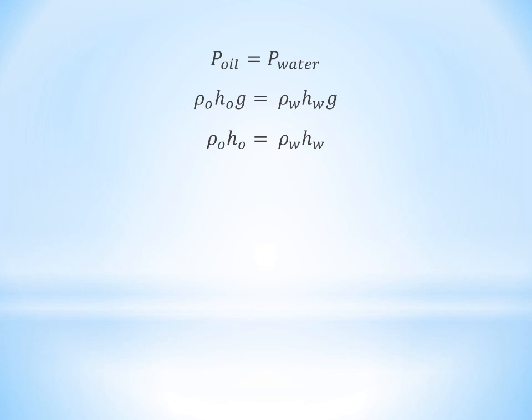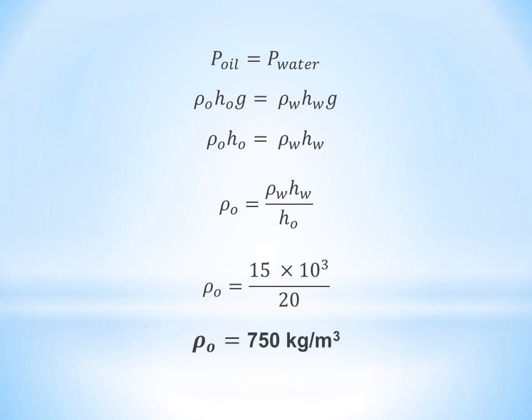Now what do we have to find out? We have to find out the density of oil. So density of oil is equal to density of water into height of water column divided by height of oil column. Put the values here and we get the answer: the density of oil is 750 kg per meter cube. So this is the answer.